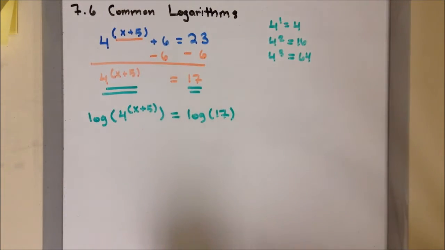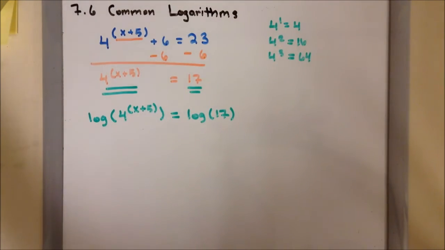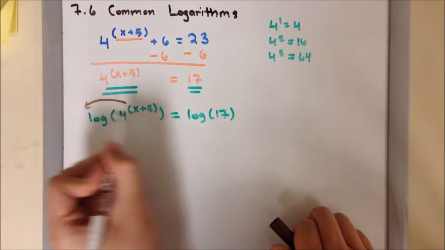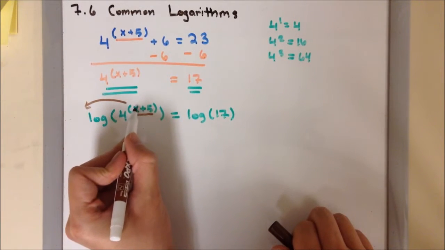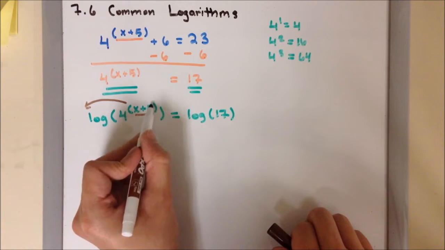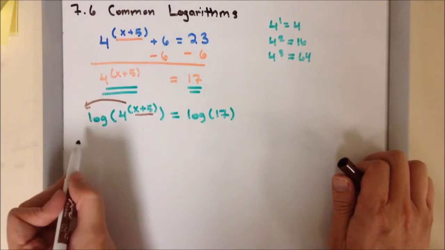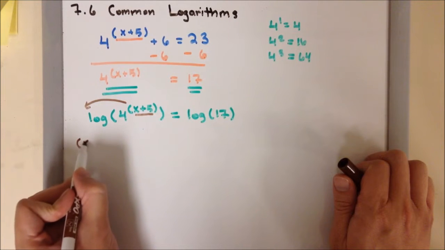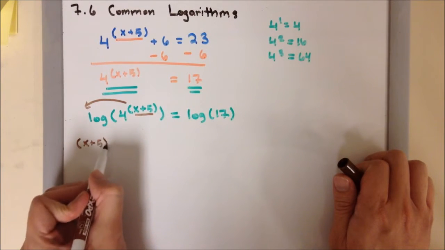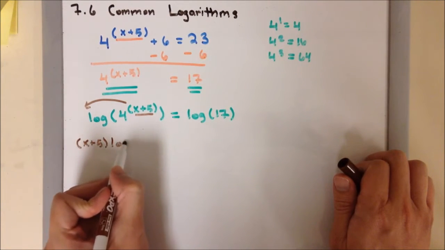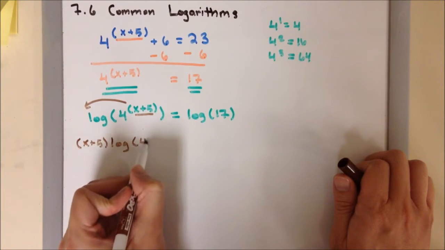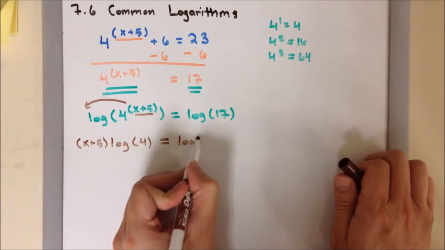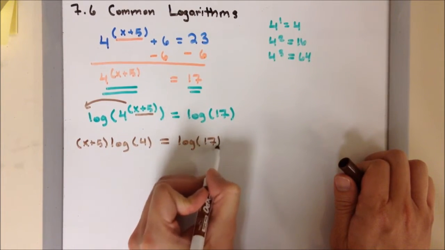Now, we're going to apply the power property. We're going to move the exponent in front of log, and again, it's an expression, so I'm going to rewrite it exactly how you see it, parenthesis, x plus 5, close parenthesis, and then log of 4. That's all I did. And then equal to log of 17.